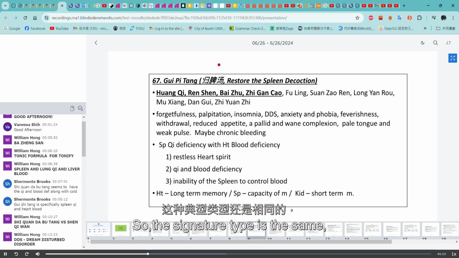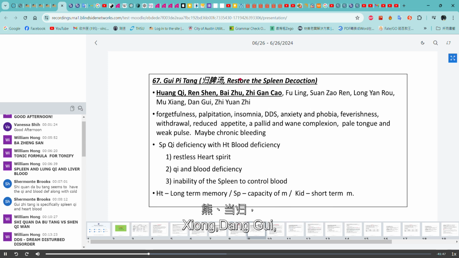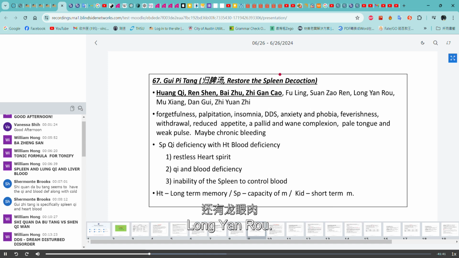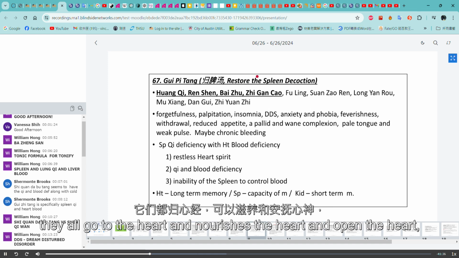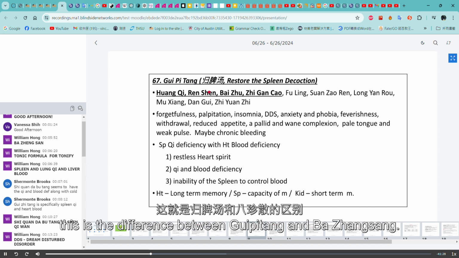So the Sijunzitang part is the same, but instead of the Siwutang herbs like Shudi, Chuanxiong, Baishao, they just have Danggui, Suanzaoren, and Longyanrou. They all go to the heart and nourish the heart, and Fuling, like Yuanzhi, opens the heart orifice. So yeah, this is the difference between Guipitang and Bajentang.